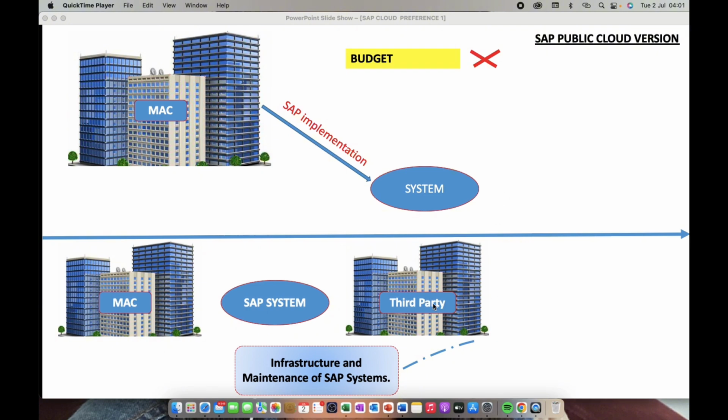When we talk about this third party, there are companies that do this. I think we have AWS, and then we have Alibaba Cloud and some other third-party companies that can permit the SAP systems to be run on their servers. All right, so let's look at the SAP private cloud version.